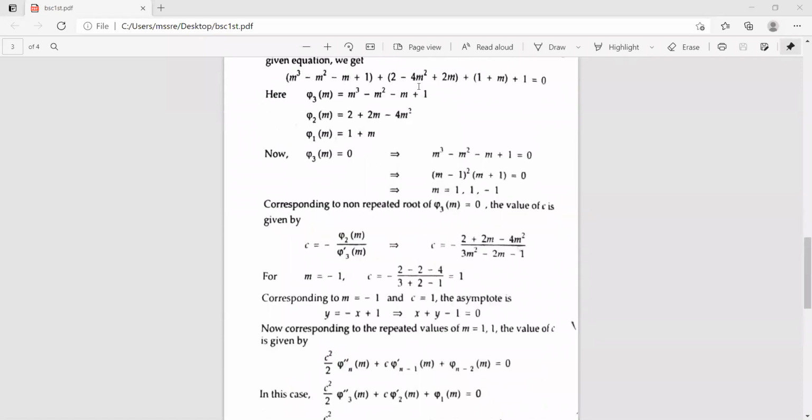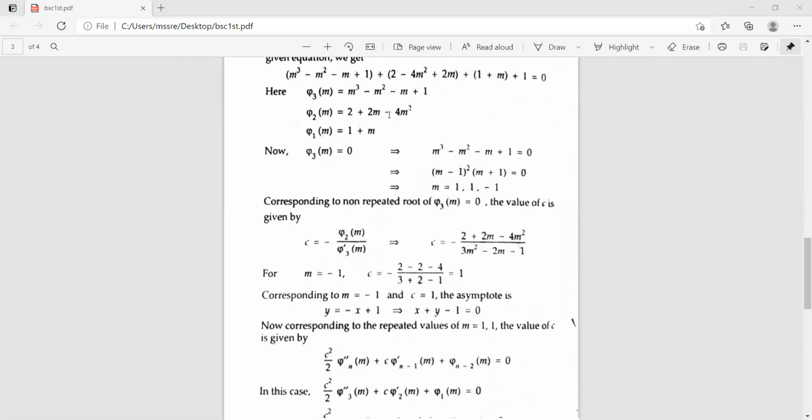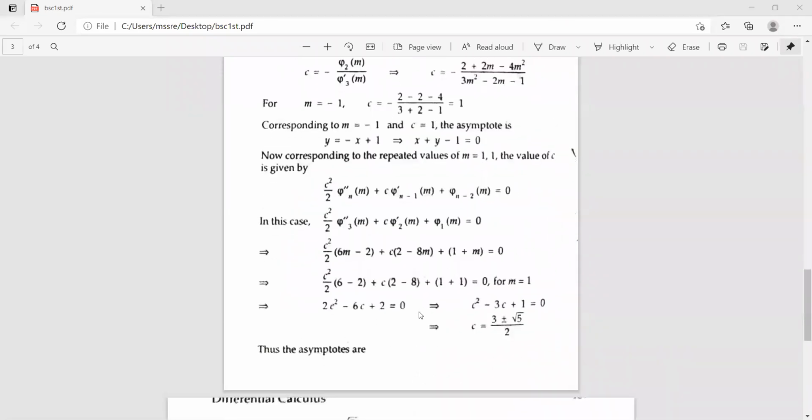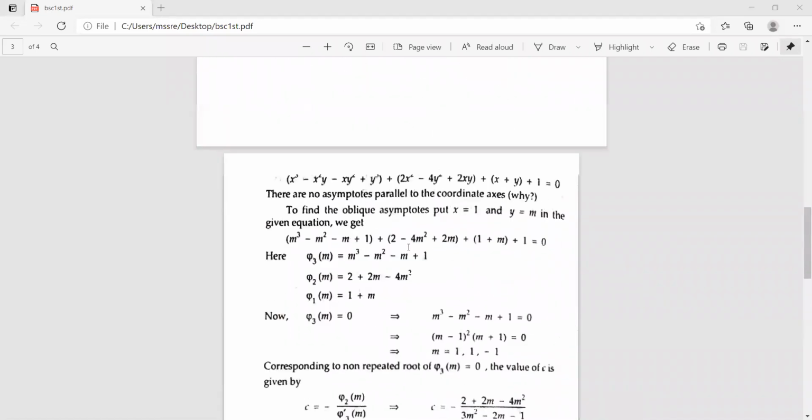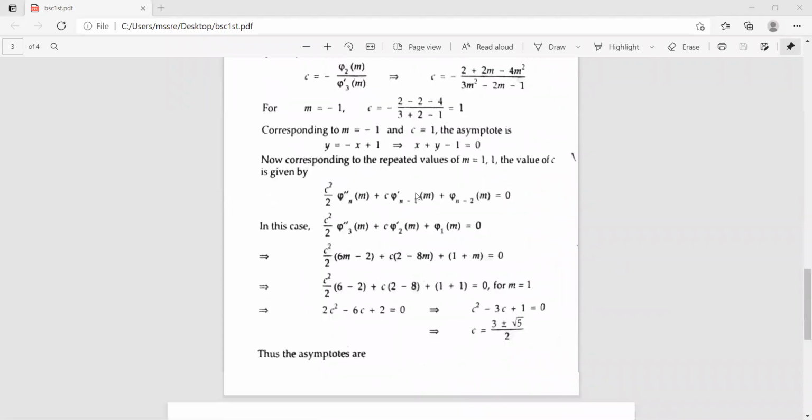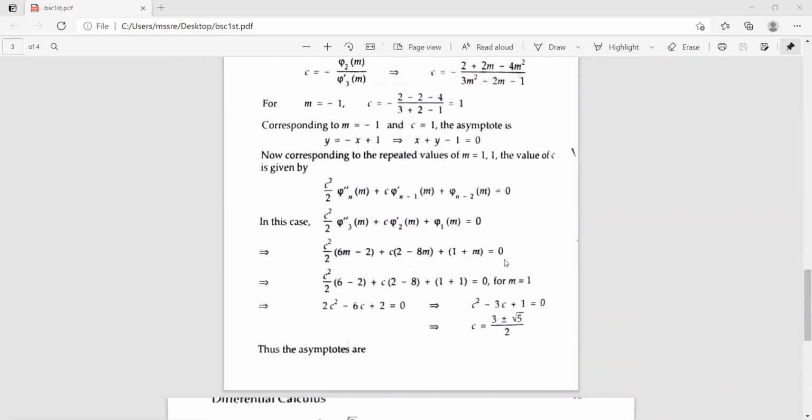What was pi 2 of m? Pi 2 of m is 2 plus 2m minus 4m square, written above. If we differentiate 2 plus 2m minus 4m square, you will get 2 minus 8m. So that is 2 minus 8m plus pi 1 of m. The value of pi 1 of m we listed is 1 plus m. So you will get 1 plus m equal to 0. Now you have to simplify this.